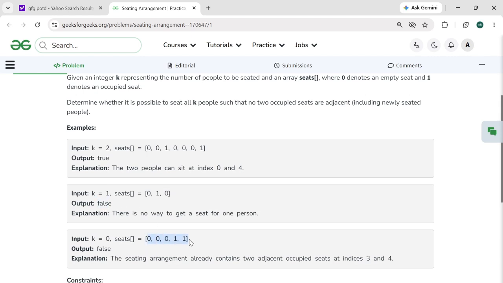Similarly over here also the answer is false. See here why the answer is false, even though there is no person to sit, right? Because there are already two seats which are adjacent to each other and are already occupied, so you obviously directly return the answer false, right? So now let's have a look at the code.